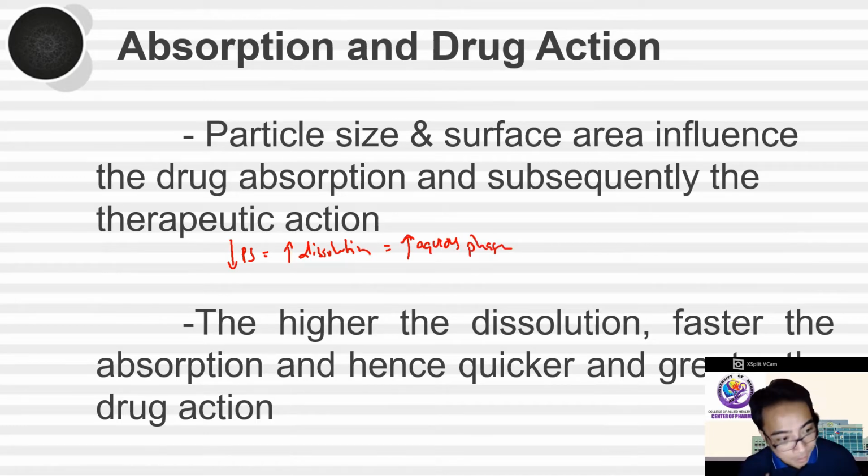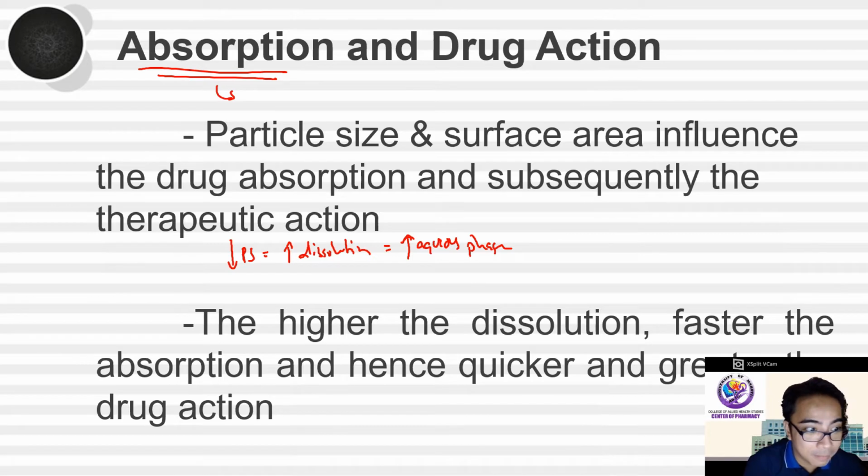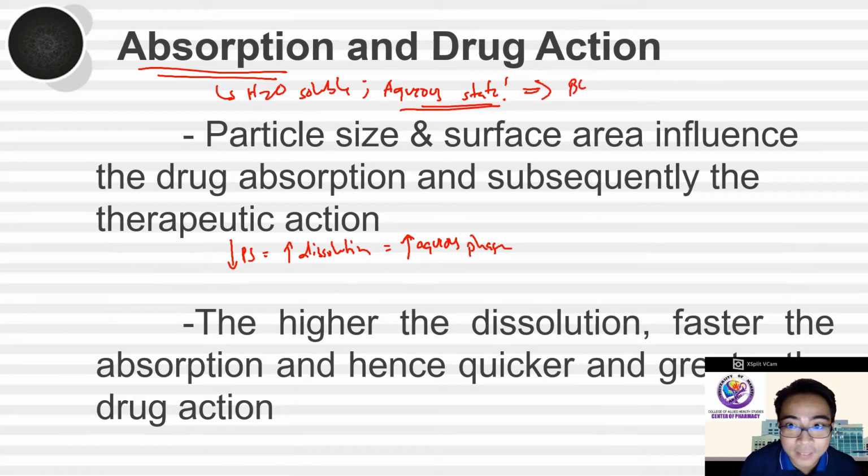And remember class, what's the number one requirement for absorption? Sabi natin, for absorption, a drug must be water soluble or should exist in its aqueous state. Okay? For what reason? Kasi class, ang dugo natin is actually made mostly from water. Okay, gawa sa tubig ang ating dugo. So therefore class, yung mga water-soluble compounds, mas mabilis ngayon pumasok or mag-dissolve sa bloodstream natin.